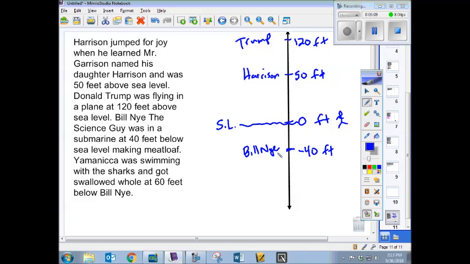Okay, now we've got to go to Yamanika. I'm not even sure who that is, but she's swimming with the sharks, and unfortunately, she got swallowed whole, at 60 feet below sea level, or below Bill Nye. So who wants to describe to me where Yamanika is? Carter. She is 60 feet below Bill. Okay, so where at? I understand she's down there, but Grace, where is she? She is negative 60 feet below sea level. Right here?